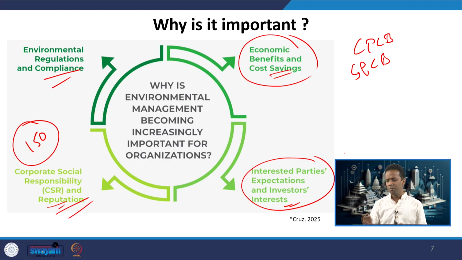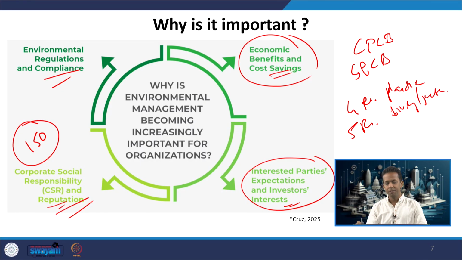Just take one example, like if you go to a shopping mall and if you are given the option of having 2 bags, one bag is of say 4 rupees, which is a plastic bag, and one bag is of 5 rupees, which is, let us say, a biodegradable jute bag.